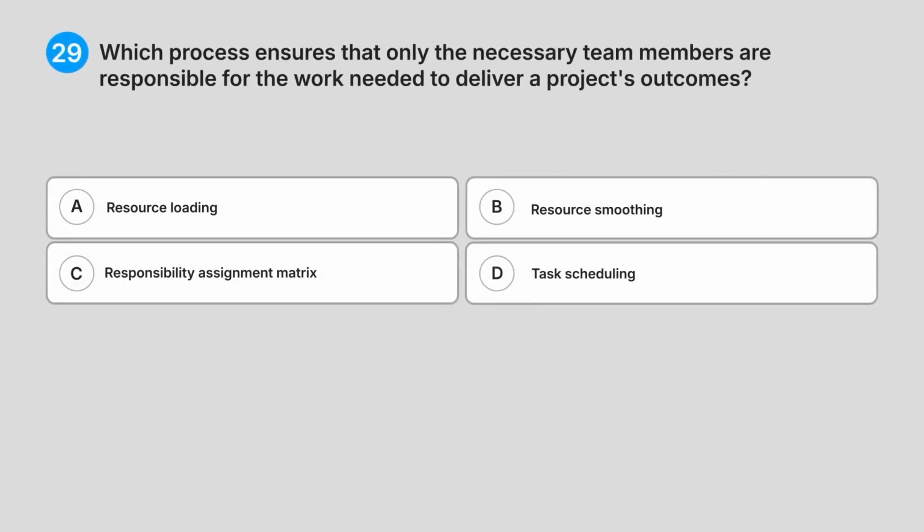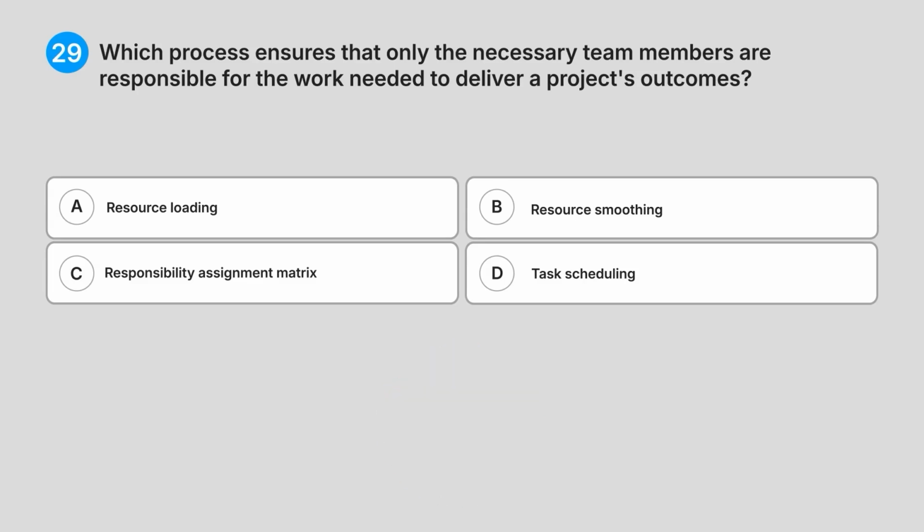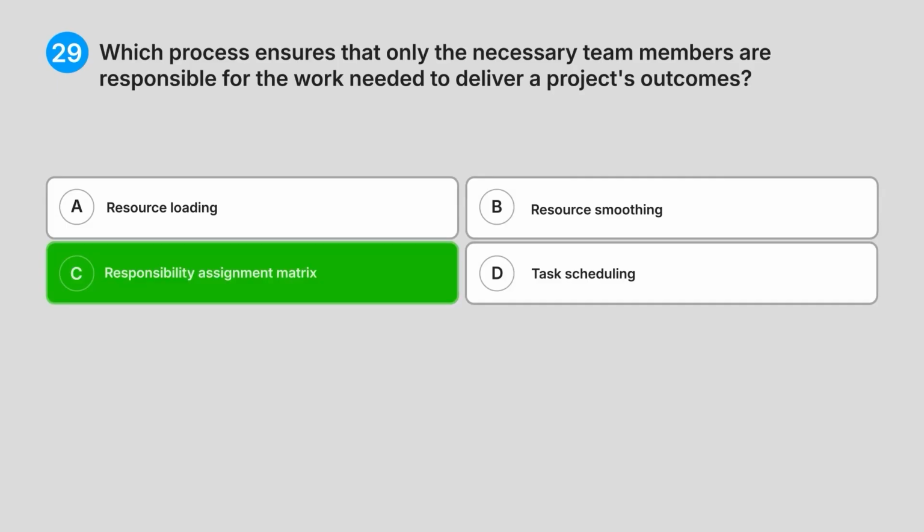29. Which process ensures that only the necessary team members are responsible for the work needed to deliver a project's outcomes? A. Resource loading. B. Resource smoothing. C. Responsibility assignment matrix. D. Task scheduling. What do you think is the answer? Correct answer, C. Responsibility assignment matrix.